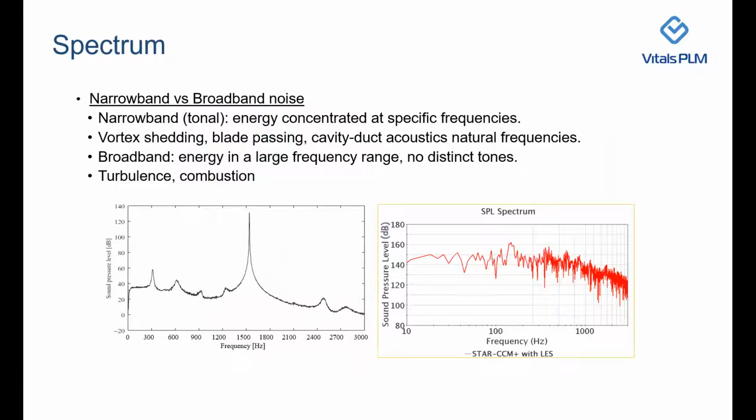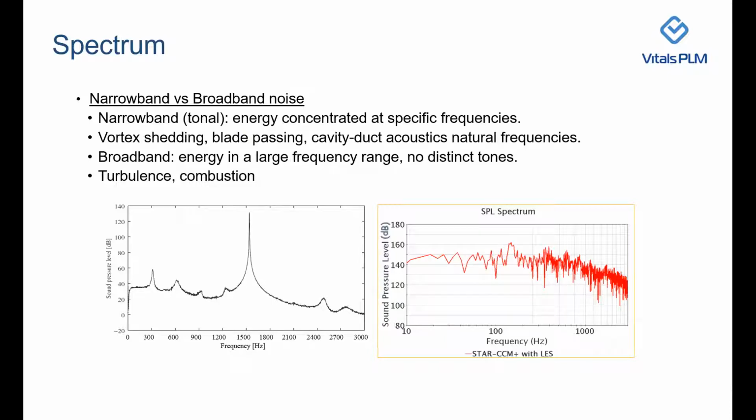And further, the spectrum is broadly classified into two types: narrowband and broadband. Narrowband is also called tonal noise, where the energy is concentrated at specific frequencies. On the left hand side, we see the energy is associated around 1,500 hertz with sound pressure levels around 120 dB. So here the whole energy is concentrated at 1,500 hertz. Typical examples are vortex shedding, blade passing, and cavity or duct acoustic natural frequencies.